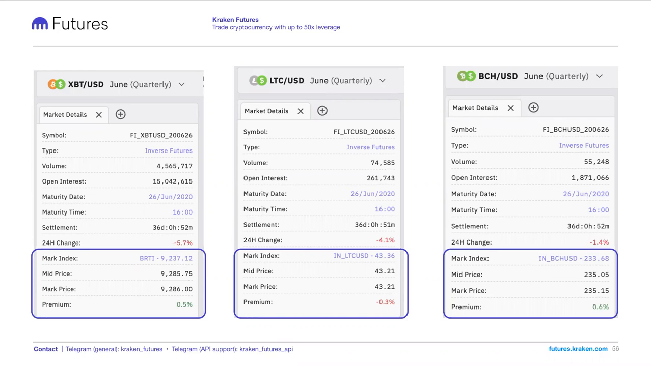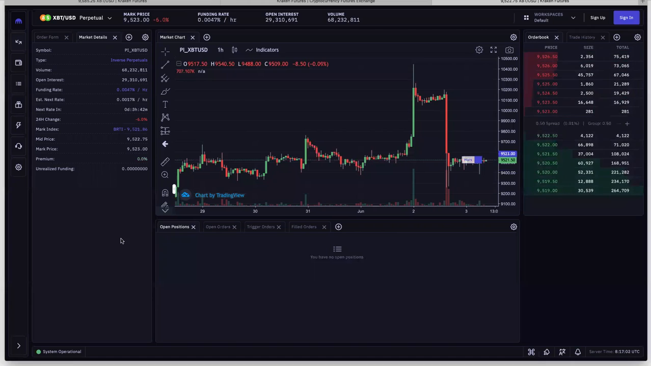Why don't we look at the live platform now, and we can have a look. So this is the Bitcoin Perpetual. Let's look at our funding rate charge. It's 0.0047%, and the estimated next charge is 0.0017%.